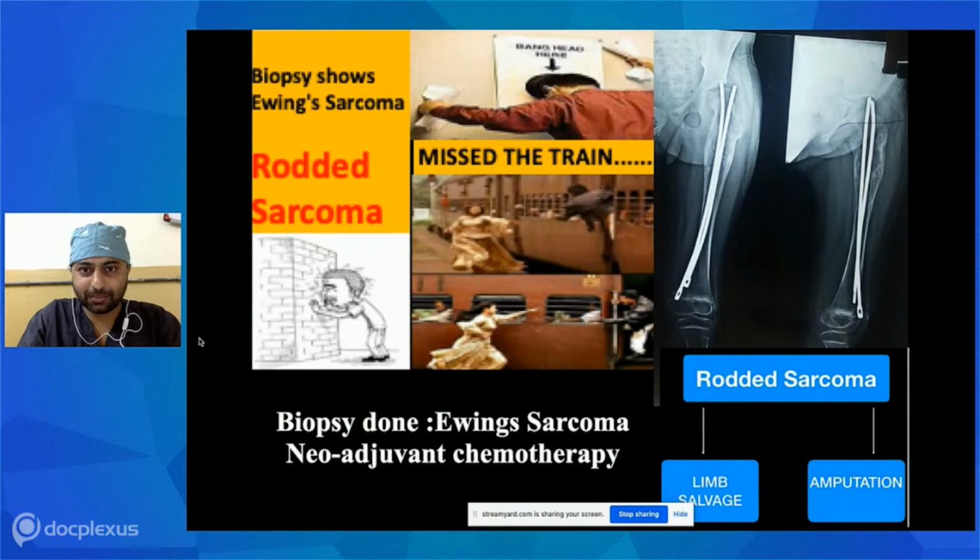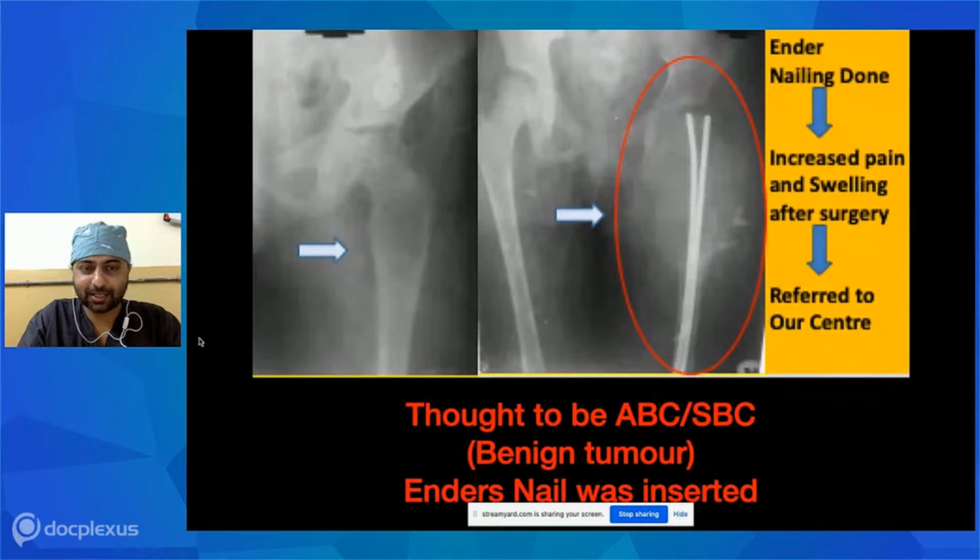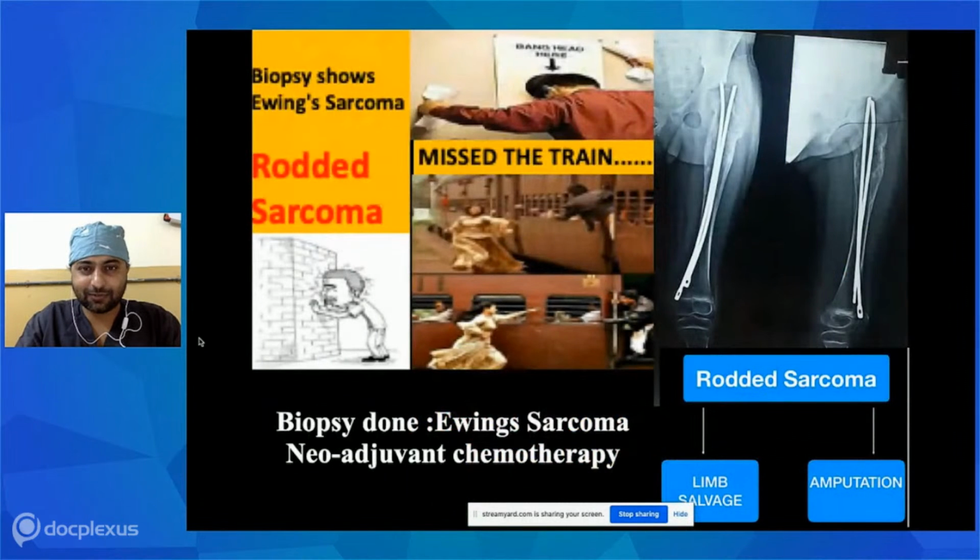So again, we'll see the previous X-ray. This was the X-ray on presentation to the initial surgeon. On the right side, it is an X-ray with the nail, and this is the X-ray after chemotherapy. So a term is there, "rodded sarcoma", which means putting a nail or plate in a patient with sarcoma, a malignant bone tumor, with a nail or plate without proper diagnosis and without proper histopathological studies.